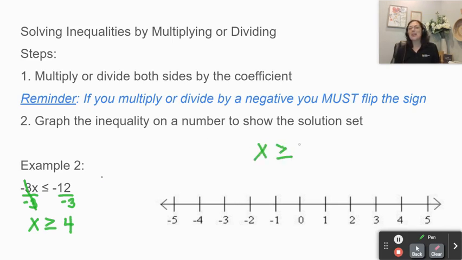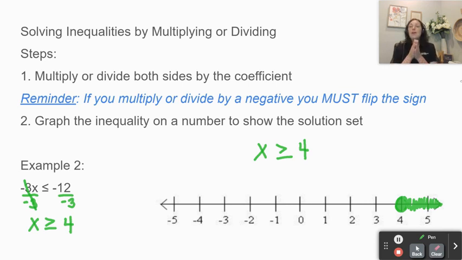x is greater than or equal to positive 4. Because it's greater than or equal to, I'm going to put a closed circle at 4. That just means I'm going to draw that circle and color it in because I want to include the number 4 in my solution set. And then I want greater than. So x is greater than or equal to 4. I want numbers that are bigger than 4. So I'm going to shade to the right here. And this is my solution set.